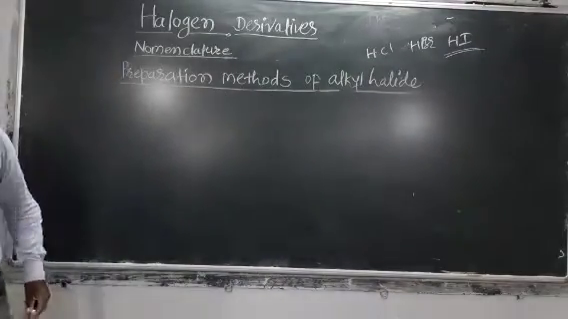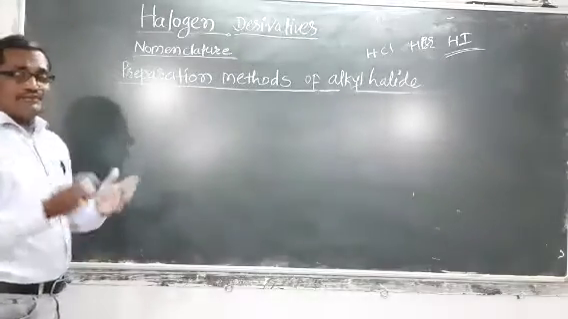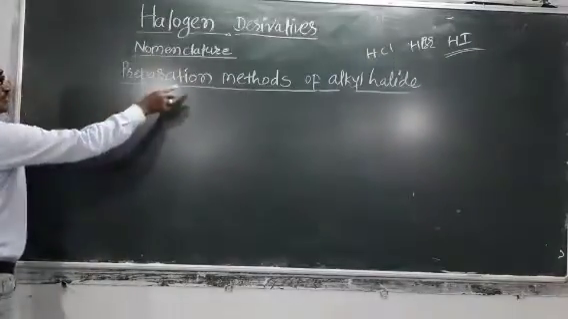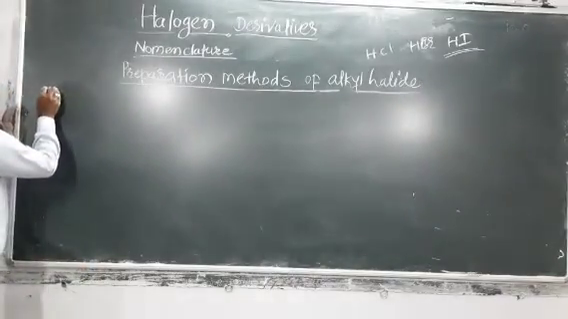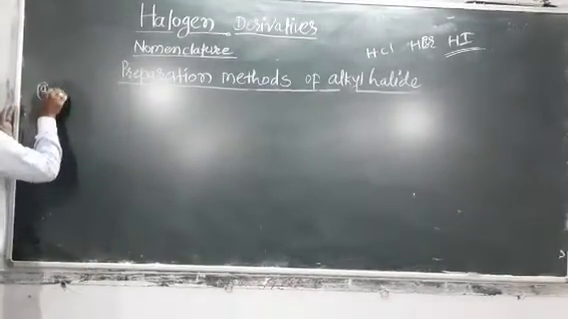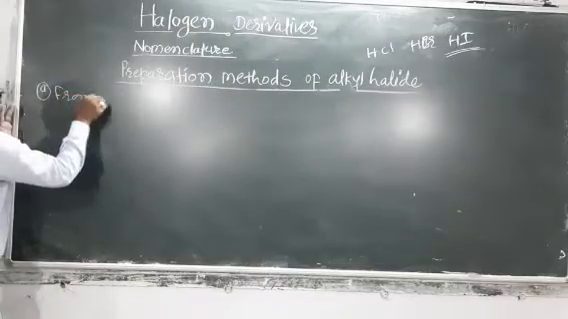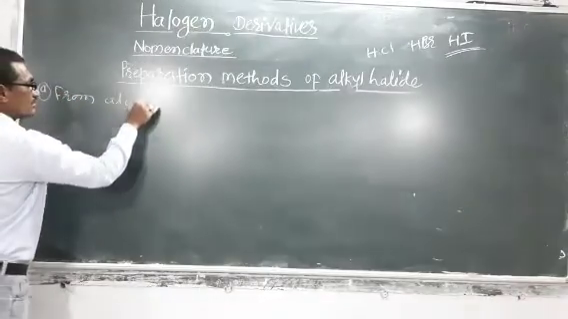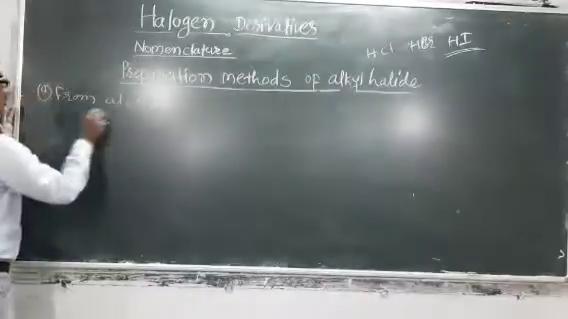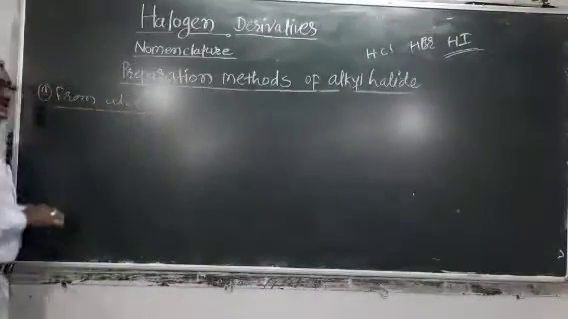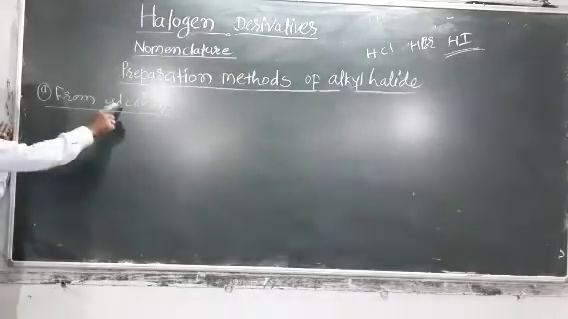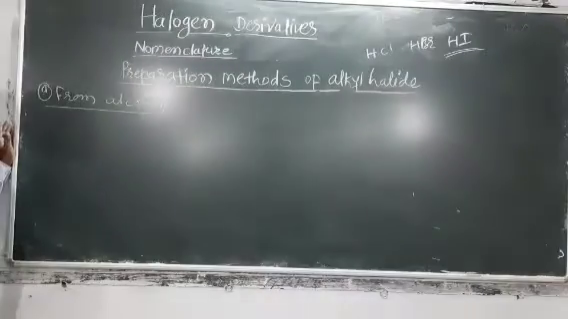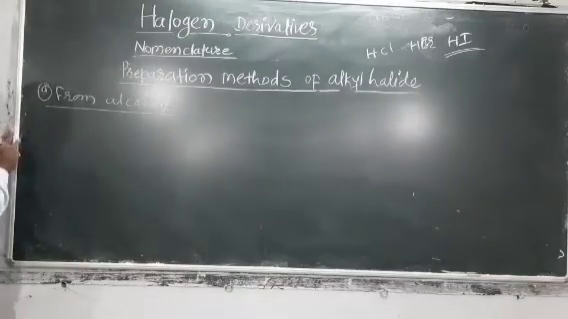Preparation of alkyl halide. I am revising very fast and very neatly. Preparation methods of alkyl halide: the first method, A, is from alcohol. From alcohols, there are three ways we can prepare alkyl halide. First is by reacting with haloacids or hydrogen halide.